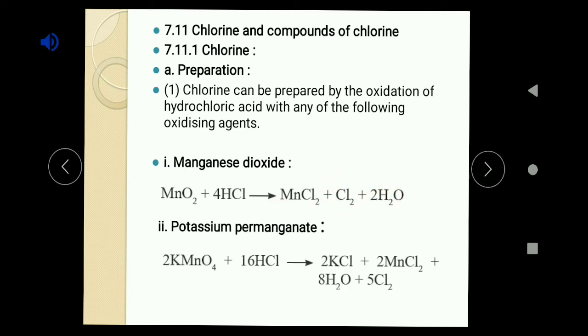In the second method, potassium permanganate, which is again an oxidizing agent, on reaction with hydrochloric acid, gives you chlorine and the compounds formed are KCl, MnCl2, H2O and chlorine. So this is again oxidation because hydrogen is removed from HCl. So these two, manganese dioxide and potassium permanganate, are oxidizing agents which bring about oxidation of hydrochloric acid to give you chlorine. This is a laboratory method of preparation of chlorine.